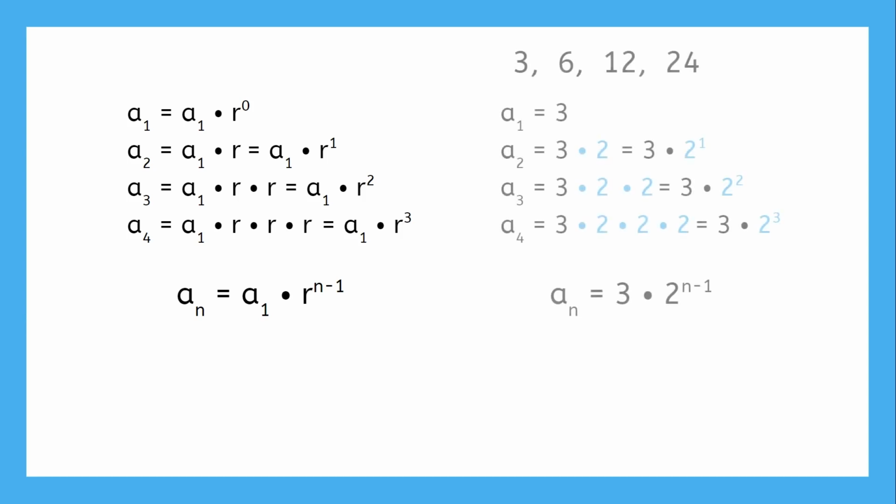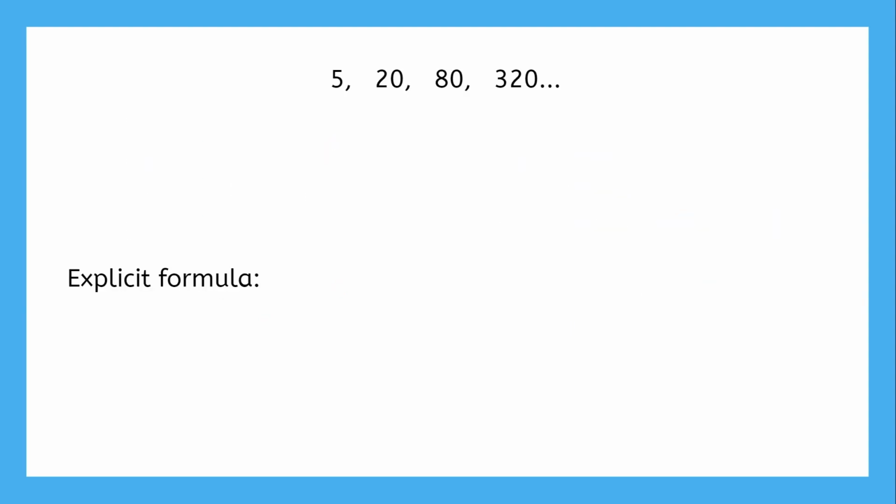For example, here's a sequence where the first term is 3 and the common ratio is 2. Notice how the first term isn't multiplied by any 2's. The second term uses a single 2. The third term uses 2 2's, so on and so on. So the number of times 2 is being multiplied is always 1 less than the number of the term we're on. We'll look more at this in the next video. Let's do some examples. Remember, the n's depend on what term you're on.